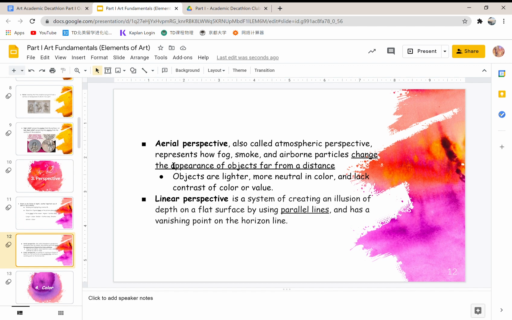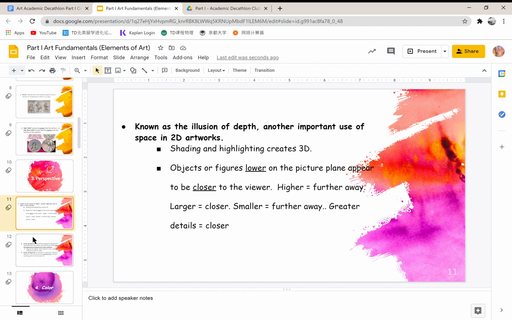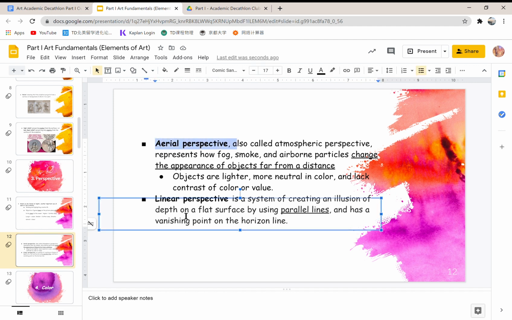Okay, and aerial perspective. Then we go on to talk about different types of perspectives. We have two different types. The first one is called aerial perspective, and the second one is called linear perspective. Aerial perspective, also called atmospheric perspective, represents how fog, smoke, and airborne particles change the appearance of objects far in the distance. Objects are lighter, more neutral in color, and lack contrast of colors or values.